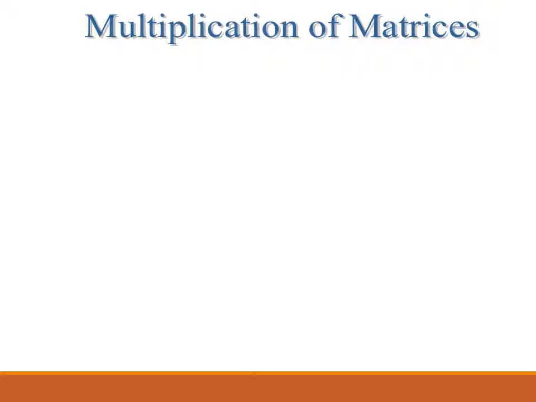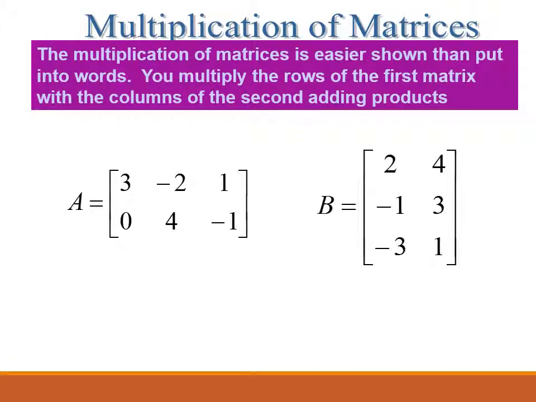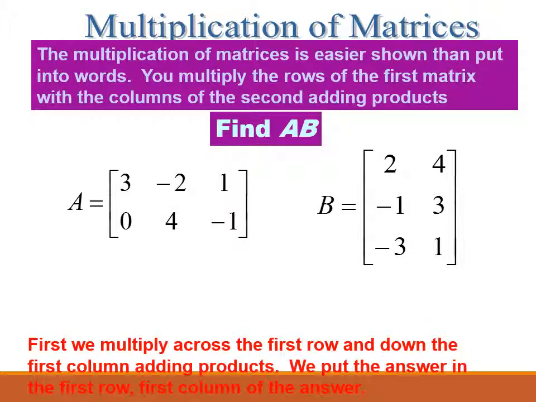Multiplication of matrices. The multiplication of matrices is easier shown than put into words. We multiply the rows of the first matrix with the columns of the second, adding products. Find AB. First we multiply across the first row and down the first column, adding products. We put the answer in the first row, first column of the answer.